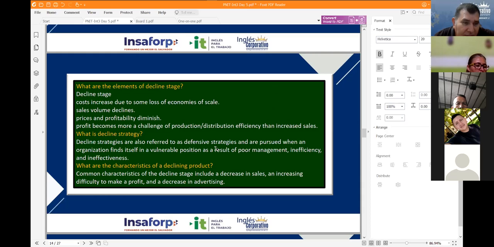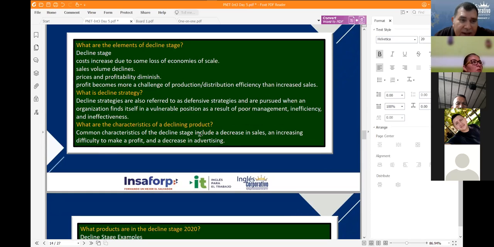What's decline strategy? The decline strategies are also referred to as defensive strategies and are pursued or are followed when an organization finds itself in a vulnerable position as a result of poor management, inefficiency, and ineffectiveness. What are the characteristics of a declining product? Common characteristics of the decline stage include a decrease in sales, an increase in difficulty to make a profit, and a decrease in advertising. What's the meaning?